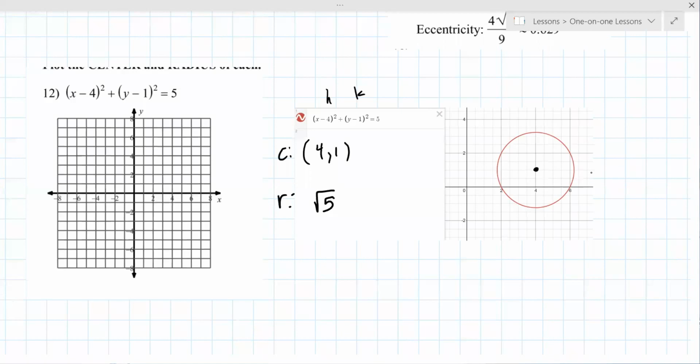Is that all they want? Oh yeah. That's all I want for those two. I could just enter it in Desmos.